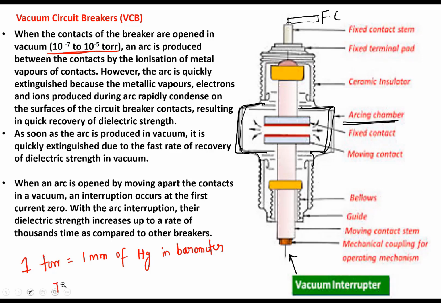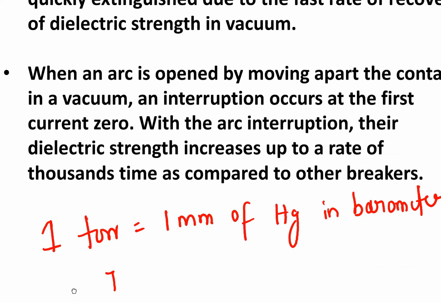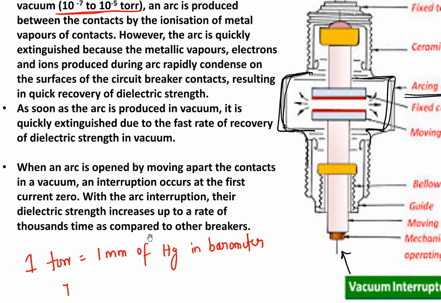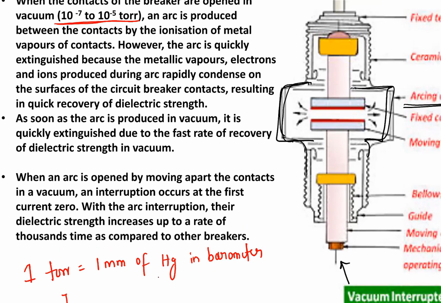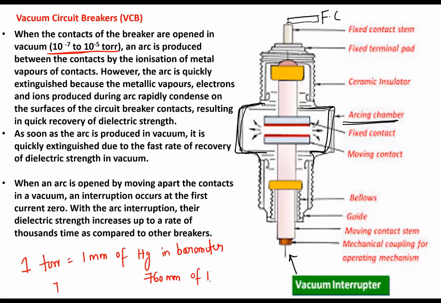760 mm of mercury, 760 mm of Hg in a barometer, is equal to 1 atmosphere pressure. So you can imagine what is the pressure in the vacuum chamber. It is very, very low: 10 to the power of -7 to 10 to the power of -5 torr.